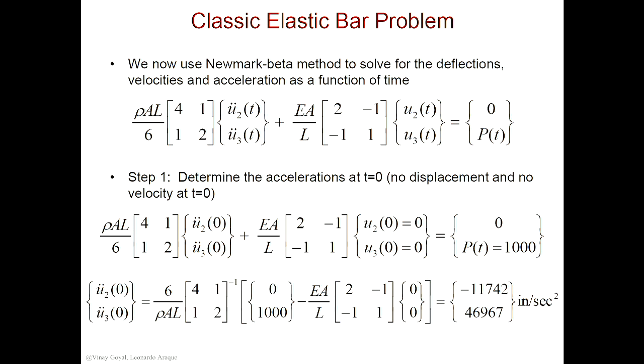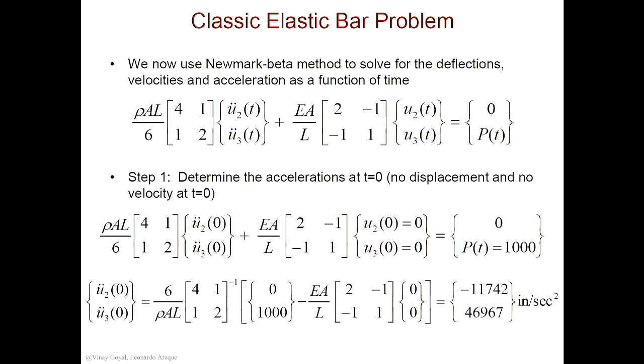When I invert this mass matrix and multiply by all this, I get the initial acceleration. So I get an acceleration of 47,000 to the right. And the middle node, I get an acceleration that goes the other way, of negative 11,742 inches per second squared. Any questions about what I did there? All I'm trying to do right now is define the initial conditions of the problem. Because it turns out if you use a small time step and start with an acceleration of zero, the very next time step, if it's small, is going to give you this number anyway. But I'm trying to teach you how to do it correctly, so it's fundamentally correct at this point in time.